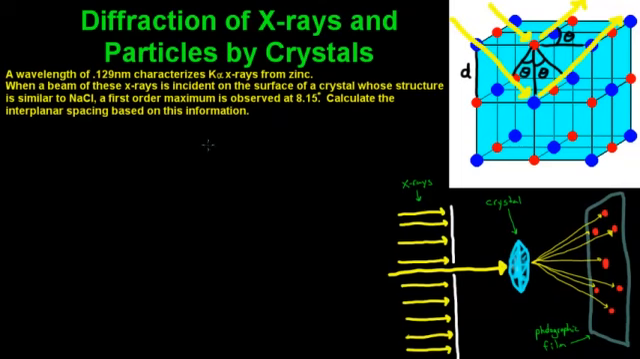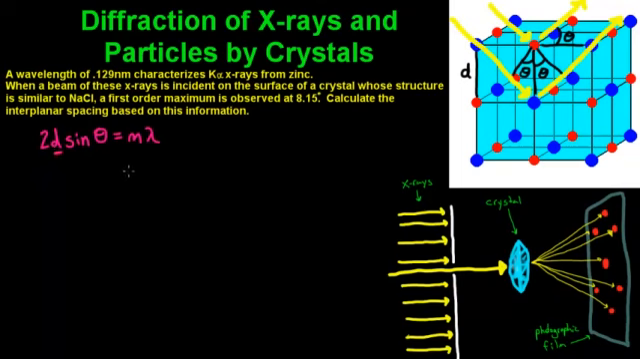Right. So anyways, the equation we're going to be using is 2d sine theta equals m times the wavelength, where m is just going to be our maximum, the first order maximum. Since we're using first, our m is going to be 1. If it was 2, you'd use 2, 3, and so on and so forth. So we've got to find d.